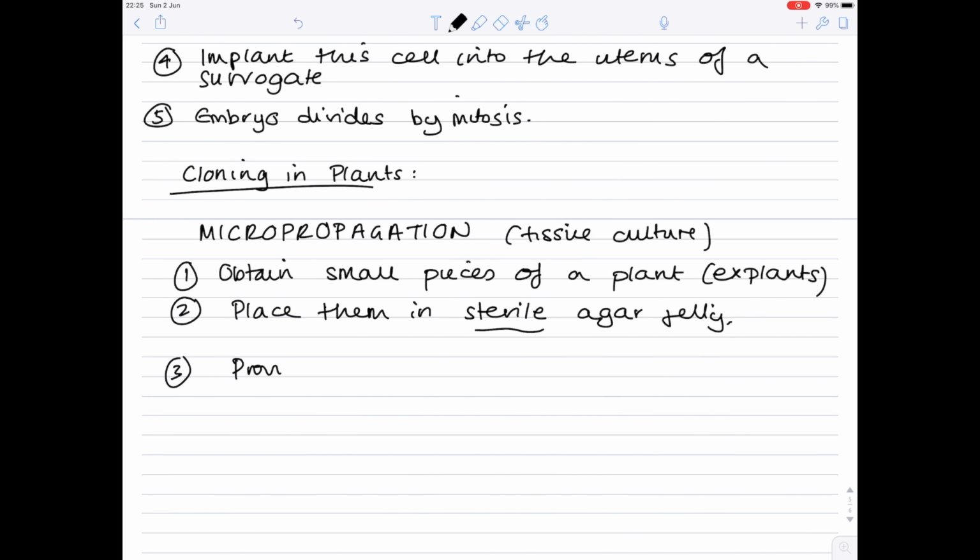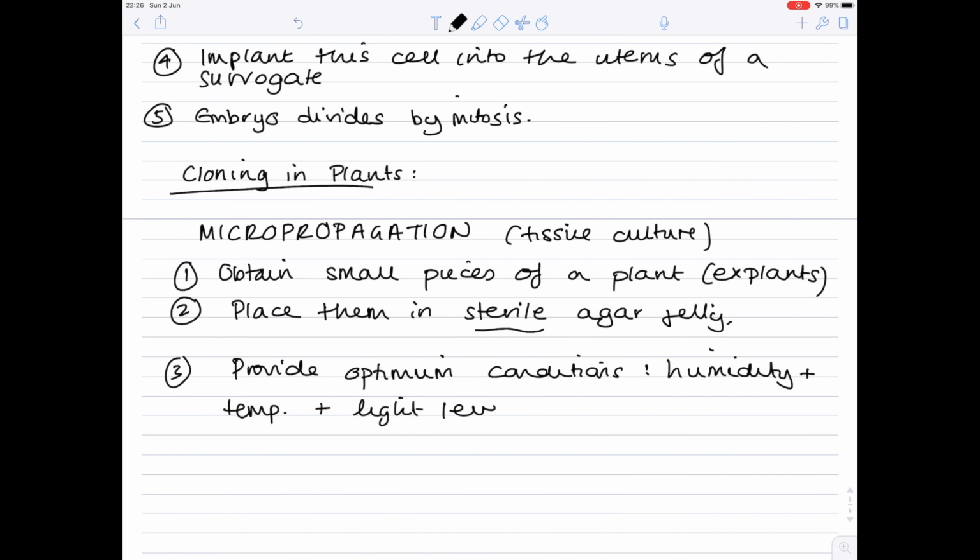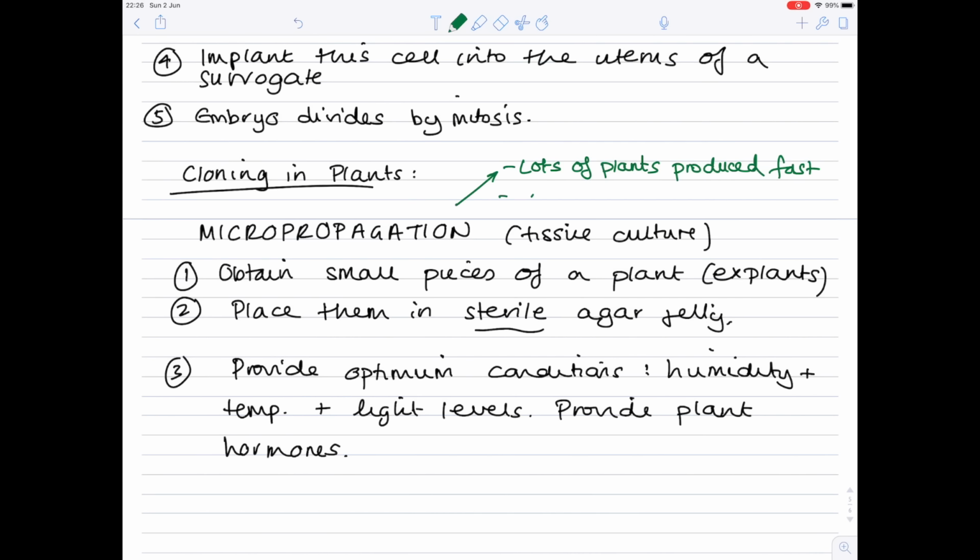And then you want to provide all the correct optimum conditions. So that means controlling the humidity and the temperature and light levels. Provide plant hormones to aid in their growth. So what are the major advantages of micropropagation? Well, it's that you can produce lots of plants quickly, and it can occur at any time of the year.